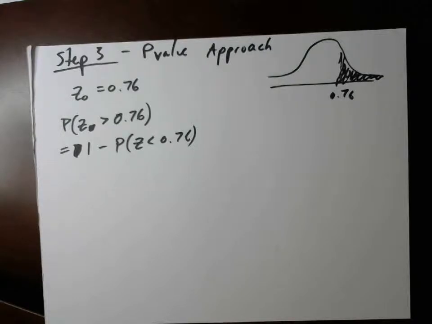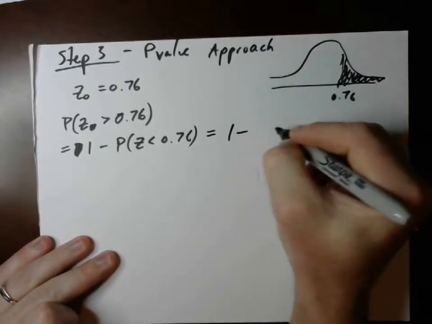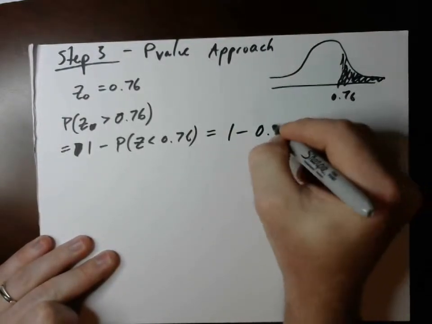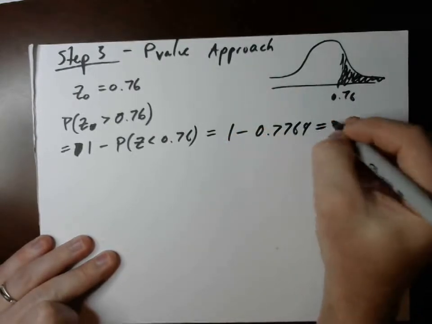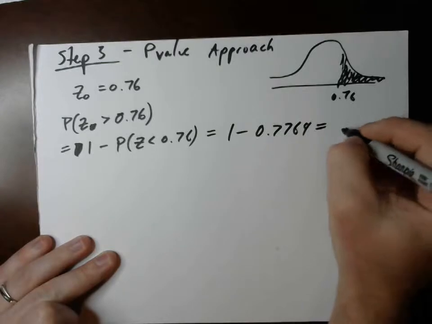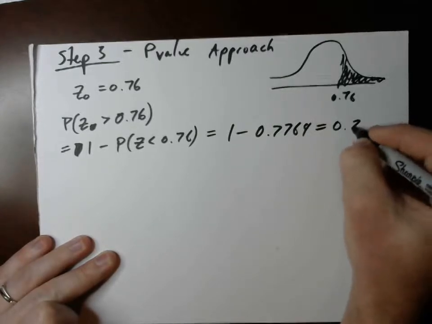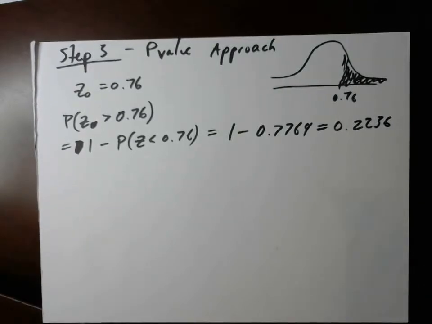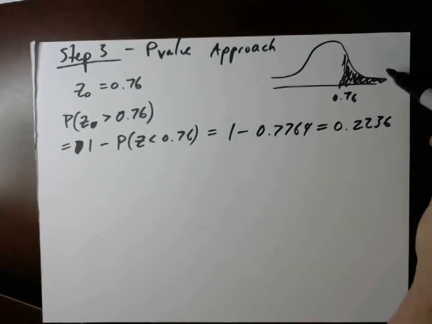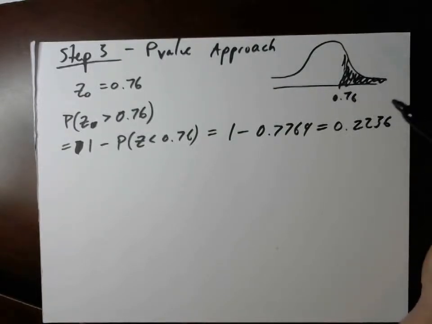We have 1 minus 0.7764. So the area to the right would be the complement of 0.7764, which is 0.2236. So that is the area on this tail, 22.36% of the entire area under the entire curve.